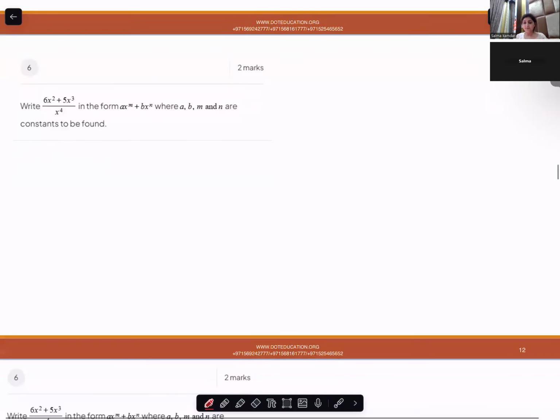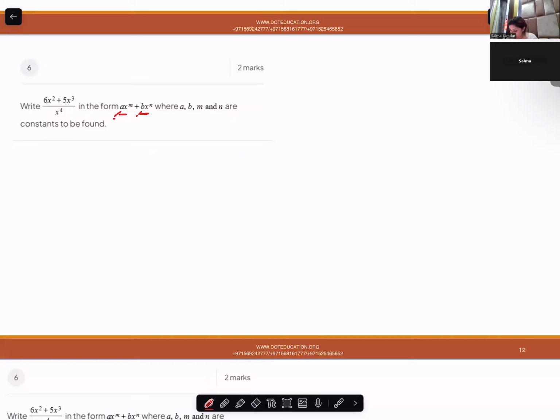Now we're going to do some questions which normally come in the past papers related to indices. You have to write this expression in the form of ax^m plus bx^n, where a, b, m and n are constants that you need to find out.